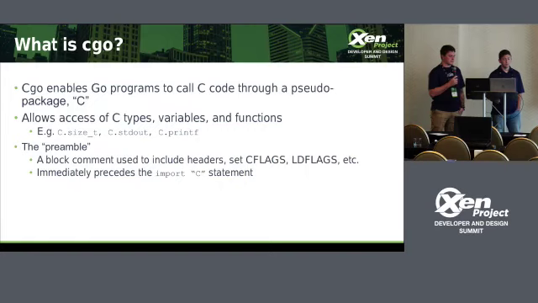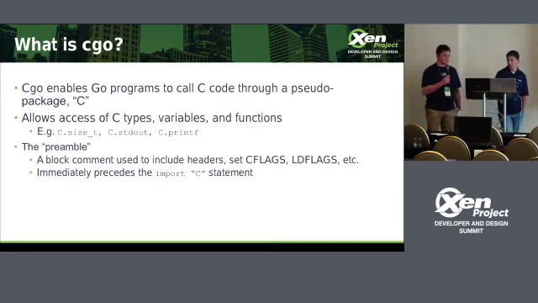But Go lends itself well to this problem. Like most modern languages, Go has an interface to talk to existing C libraries. And the tool for this in Go is simply called CGo. As far as using it in your source, you simply import a pseudo package called C, and that allows you to see variables, types, and functions as if they belonged to that Go package.